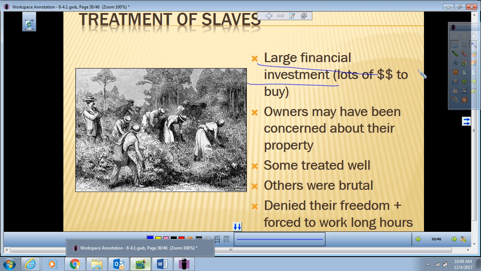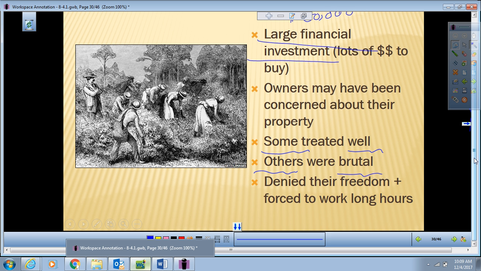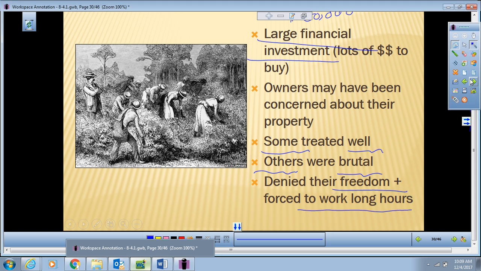Now, of course, slaves were a large financial investment. Does anybody remember the modern price equivalent? Like how much I said they cost today? I've read as much as $50,000 today. So, that's for one slave, a large financial investment. Owners may have been concerned about their property. Some slaves were treated well, others, the owners were brutal. So, kind of just whoever you ended up with. Of course, they were denied their freedom and forced to work long hours.